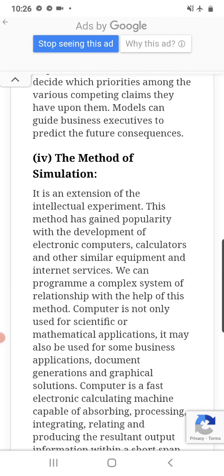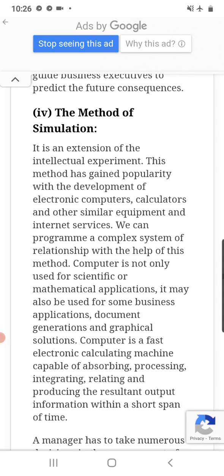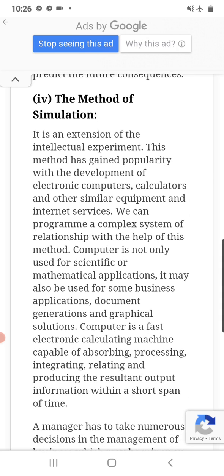Next is the method of simulation. Simulation means what? It is the extension of intellectual experiment. This method has gained popularity with the development of electronic computers, calculators and other equipment and internet services. We can program the complex system of relationships with this method.